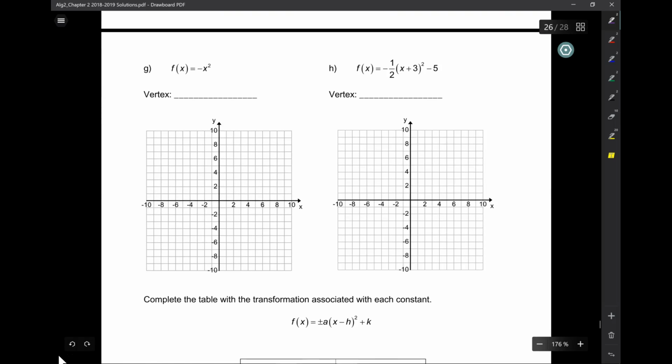Okay, negative x squared. What's the vertex? 0, 0. Is there a horizontal shift? Nope. Vertical shift? Nope. The only thing is there is a negative. What does the negative do? Okay. It flips it. Now it faces down. What's the mathematical term for flip it around the x-axis? It's a reflection around the x-axis. Nice.